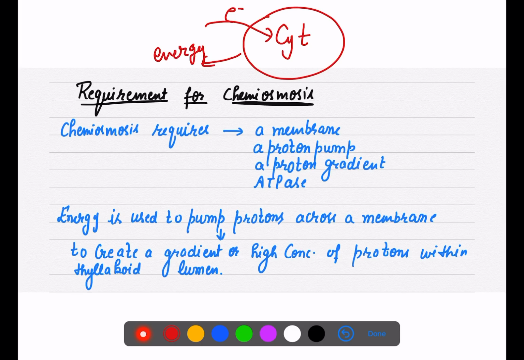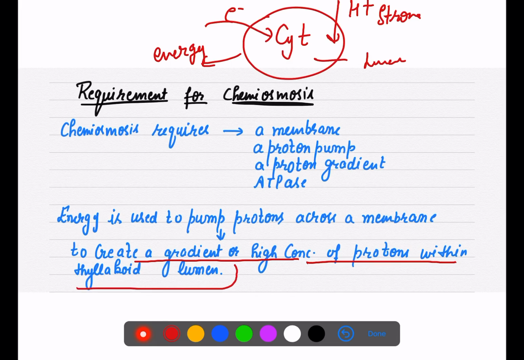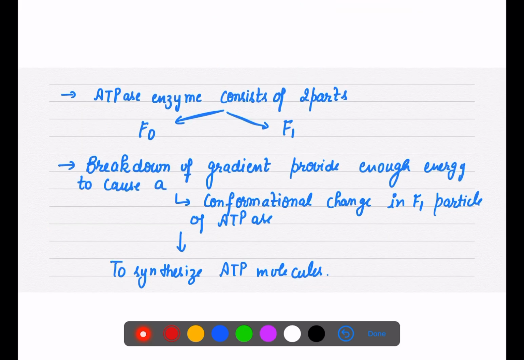That energy is used to pump the protons from stroma to the lumen. So one, that time energy is used. Second energy, so it is used to create a gradient or high concentration of protons within the lumen. इस एनर्जी की वजह से ही there is an accumulation of protons inside the lumen. So that you have to write down in the chemiosmotic synthesis.